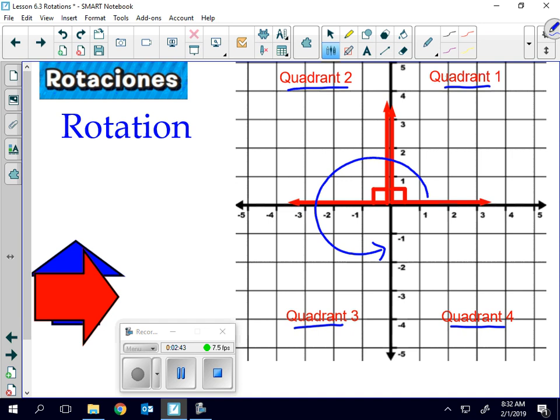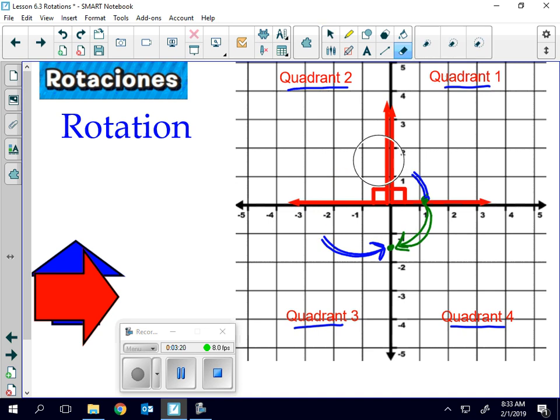Which way am I going here? Am I going clockwise or counterclockwise? Yes, I'm going counterclockwise, okay? So 270 degrees counterclockwise would be also the same as going, if I'm starting here, let me do it in a different color. If I was starting here and I want to go to the same spot, it would be the same as going 90 degrees clockwise. So again, 270 degrees counterclockwise is the same as going 90 degrees clockwise.